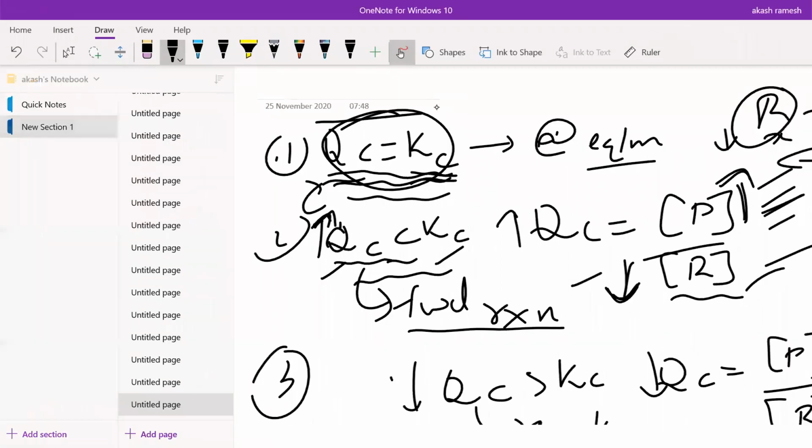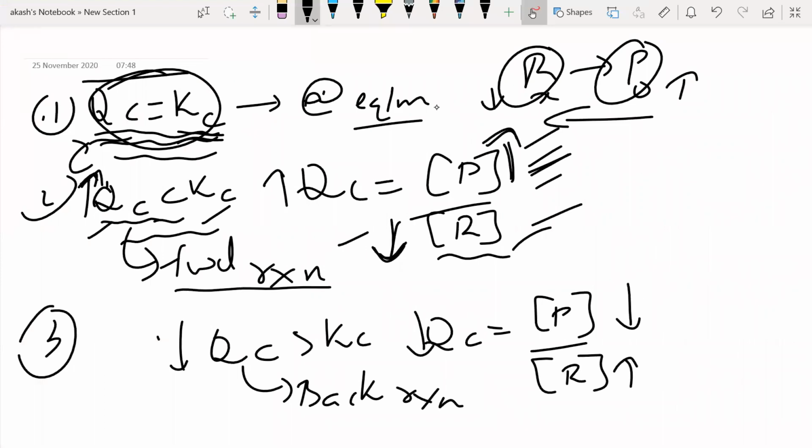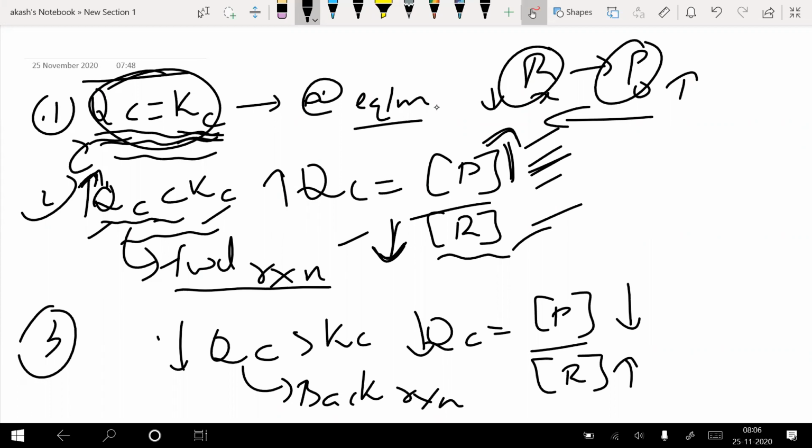So if initially you have some concentrations, now you can predict with this that the reaction is going to go either forward or backward, or nothing is going to happen, meaning the QC and Kc values are equal, that is, at equilibrium. Okay, fine. So we'll continue with this in the next class.